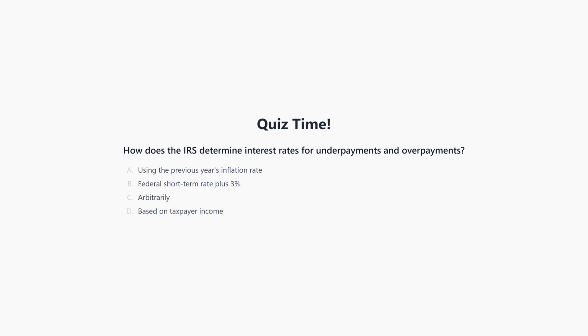Here's a quick quiz to test your understanding. How does the IRS determine interest rates for underpayments and overpayments? Is it A, using the previous year's inflation rate, B, federal short-term rate plus 3%, C, arbitrarily, or D, based on taxpayer income? You can pause the video now to think about the answer. We will discuss the answer in the next section of the video.